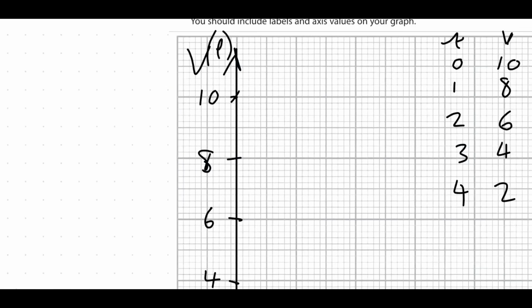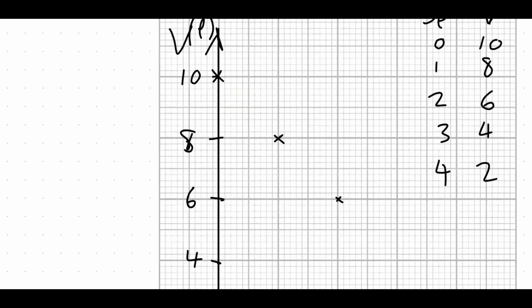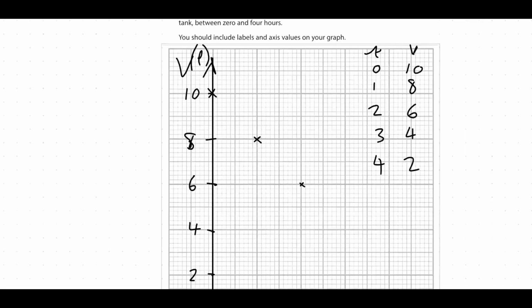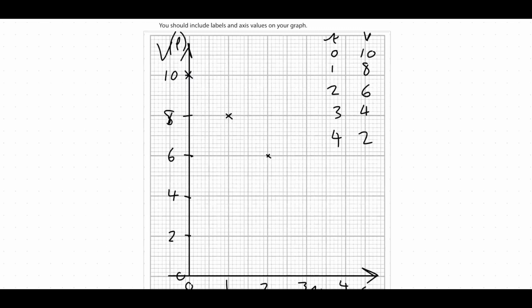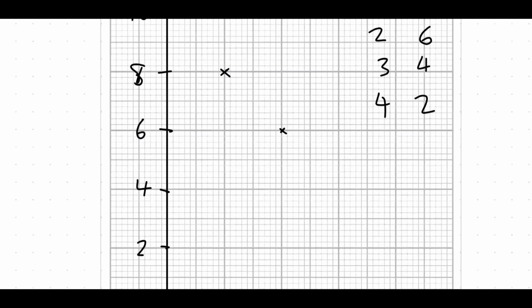So there's 0, 10. Then we've got 1, 8. So that's going to be there. I'll zoom out in a moment to show you that these are in the right spot. 2, 6 is there. Zoom out a minute. Then we want 3, 4. And finally 4, 2. And then what we want to do is join those up with a straight line.